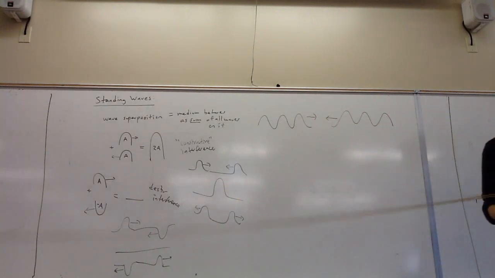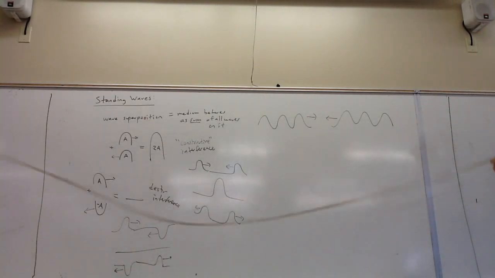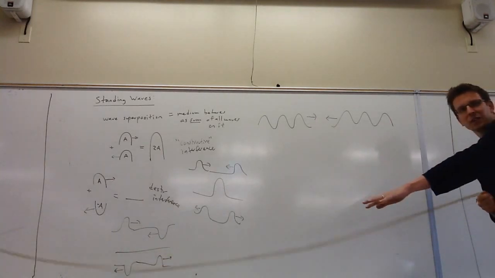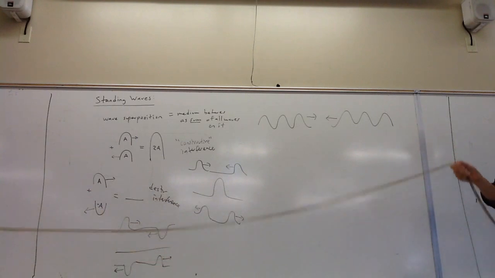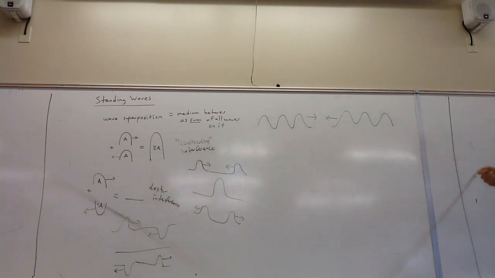Let me try another one. I'll try making another standing wave. Here's another one. Oh, see, if you don't get it just right, as you guys will discover in lab this Friday, then you won't get one. Let me try it again. There we go. So there's another standing wave. It doesn't look like it's moving left or right. It just looks like it's kind of standing in place, right? It's oscillating up and down, but it's not going left or right.